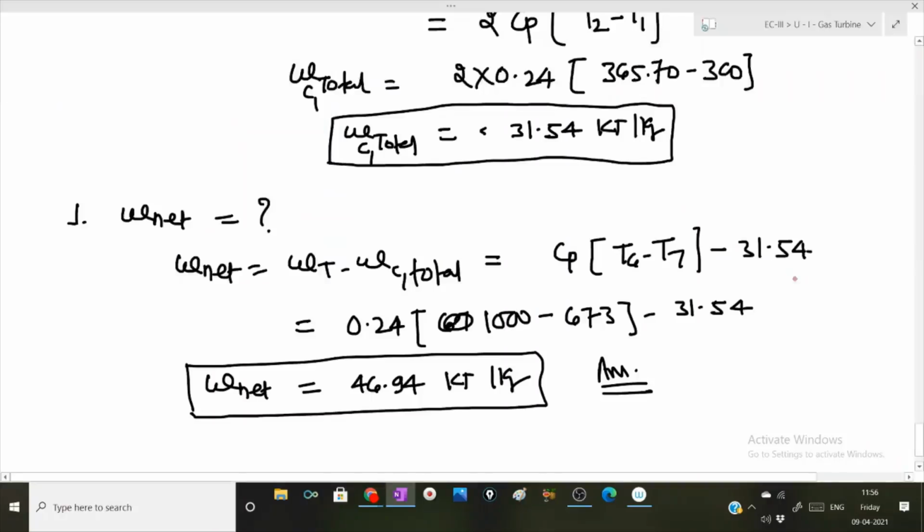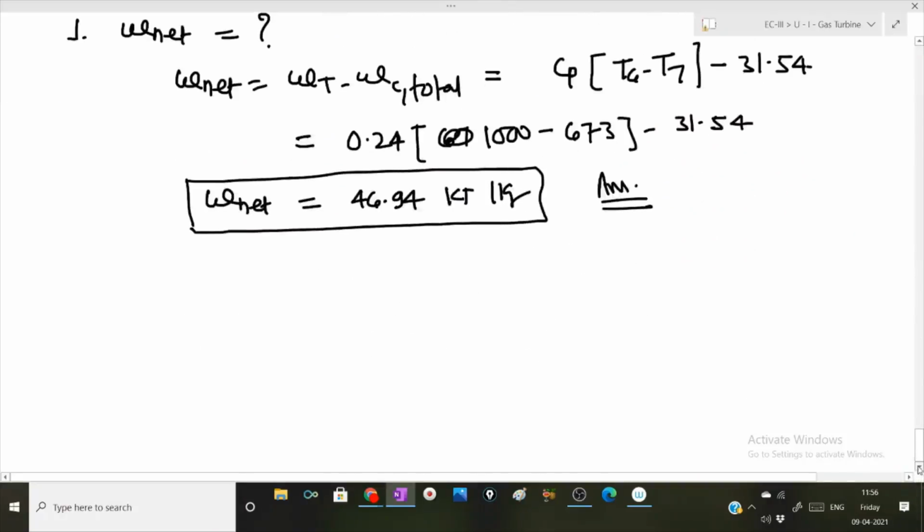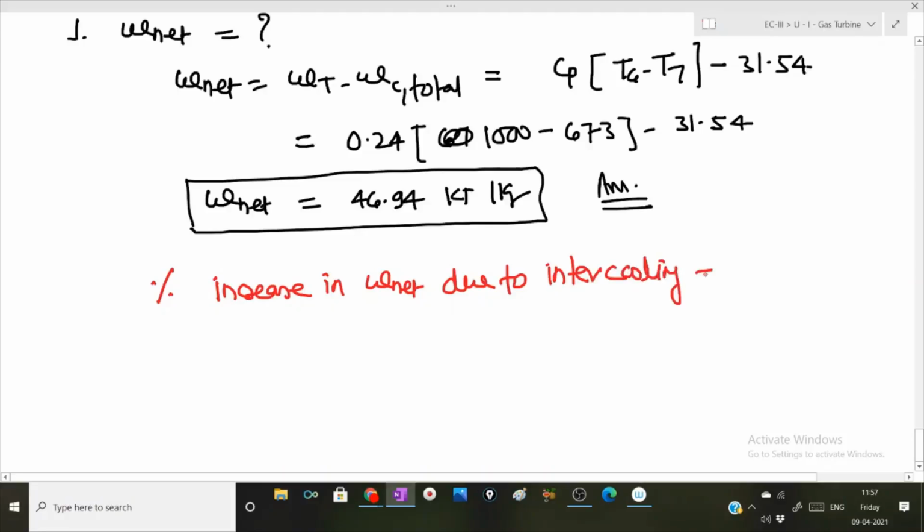Now I have to calculate percentage change or percentage increase. Percentage increase in W net due to intercooling. So it will be 46.94, and specific work output during the basic cycle is 43.44, divided by 43.44.